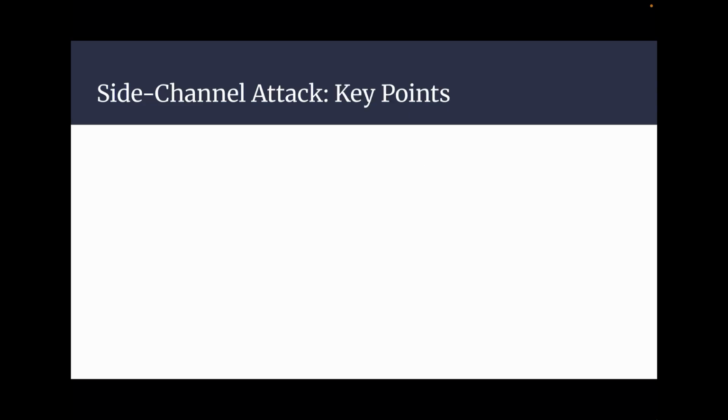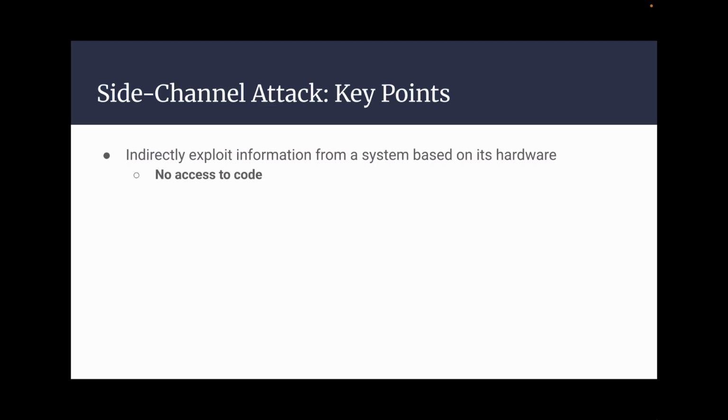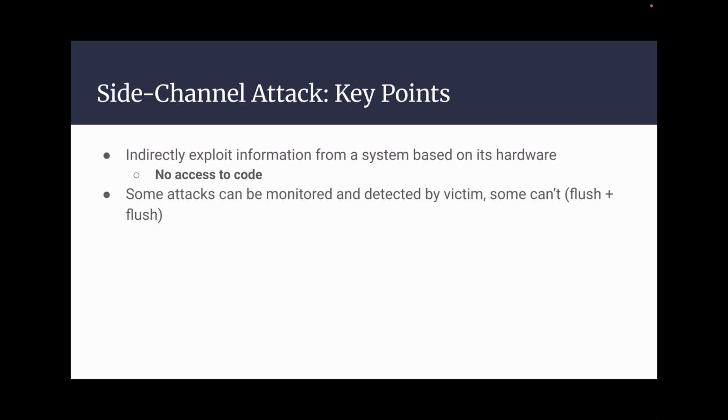And you can see those are two processes. Some key points: we're indirectly exploiting information. We're not looking at the code, right? We're outside the library looking in. But some attacks can still be monitored and detected by the victim. Some can't. So Flush+Flush, which was found in about 2016 or 2017 and published in a paper, is completely stealthy and was undetectable at the time it was published.